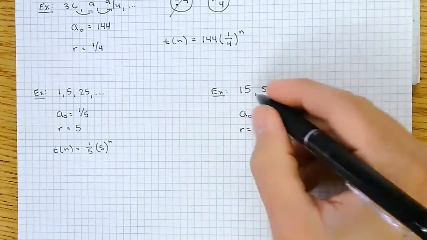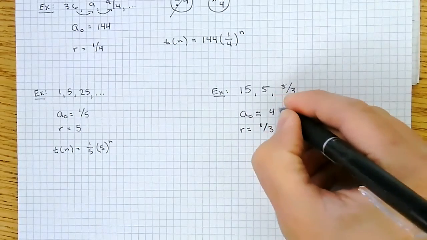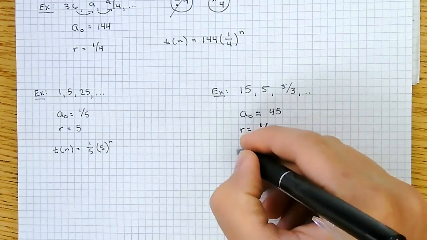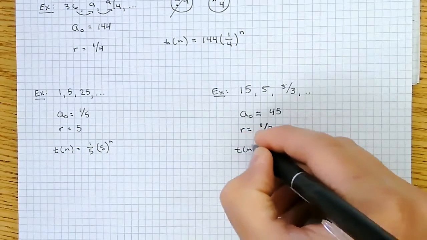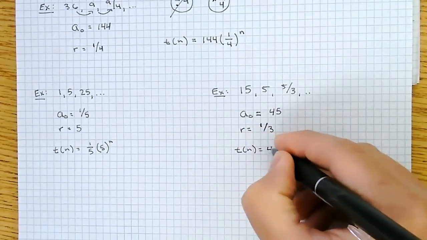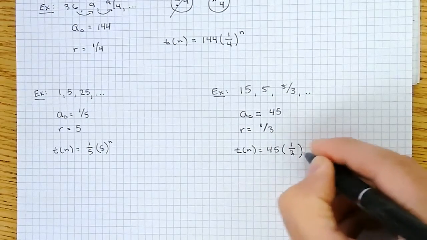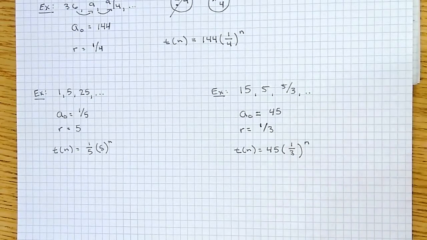Work backwards. 15 multiplied by 3 would give you 45. So we get a sub 0 is 45 times 1/3 raised to the nth power.